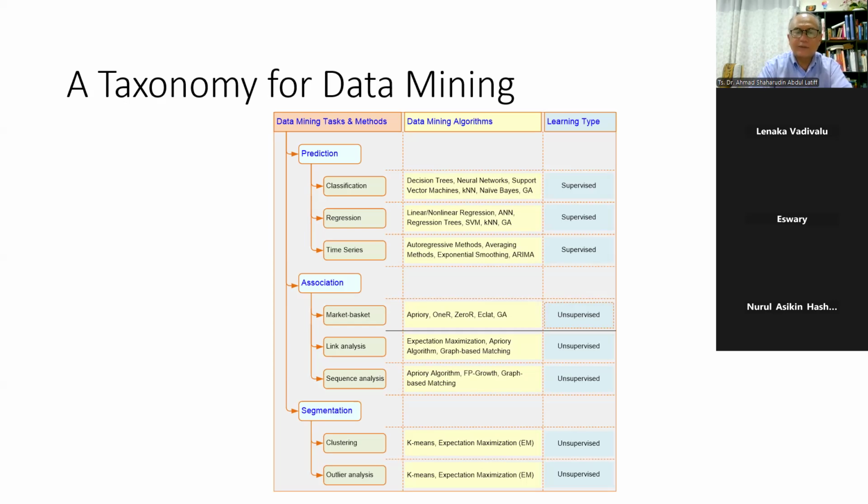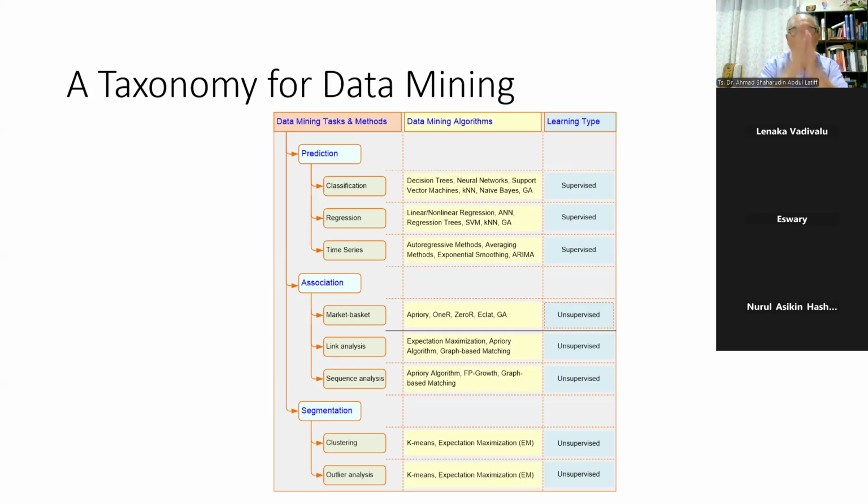Compared to another way, we can look at the bottom where we have segmentation. In segmentation, we have clustering. Clustering is similar to classification, but clustering is without classes. So it is unsupervised. Clustering and outlier analysis are unsupervised because there are no predefined classes. So we have k-means and expectation maximization for segmentation.